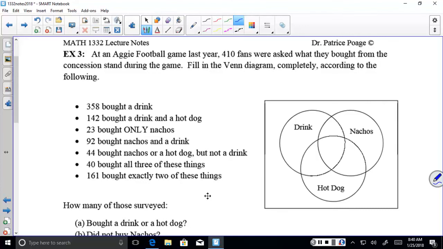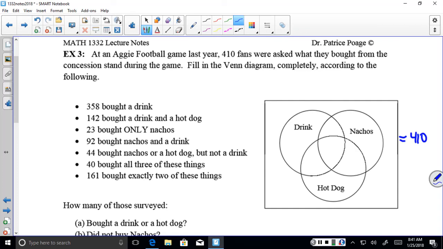At an Aggie football game last year, 410 fans were asked what they bought from a concession stand during the game. Fill in the Venn diagram completely. So far we know all 8 of these are going to add up to be 410.